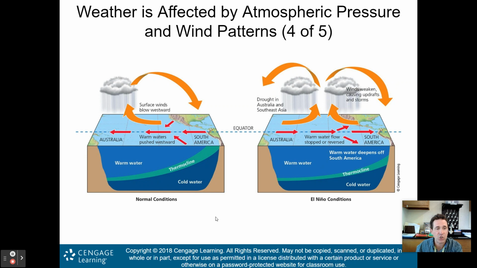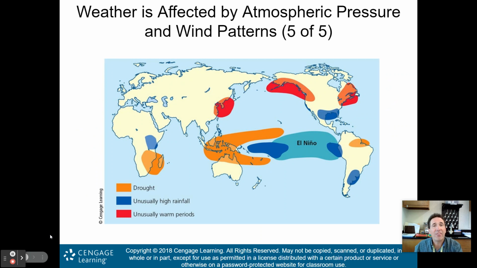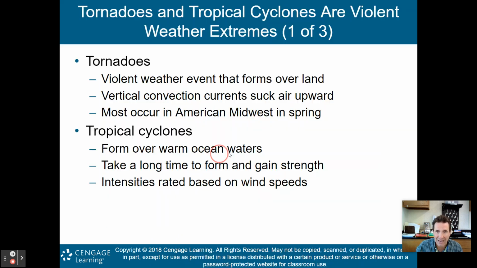Definitely understand this chart. I have seen some FRQs in the past that talk about El Nino, and you'll have to describe it and explain it. So again, definitely understand this chart. This chart shows where during El Nino conditions we usually have a change in the weather. So you'll notice usually in El Nino conditions we get that drought in Southeast Asia.